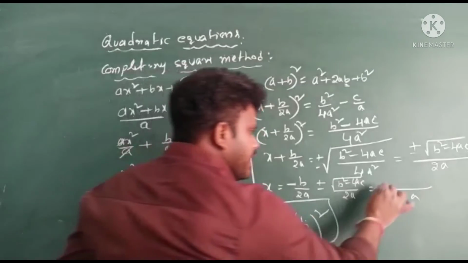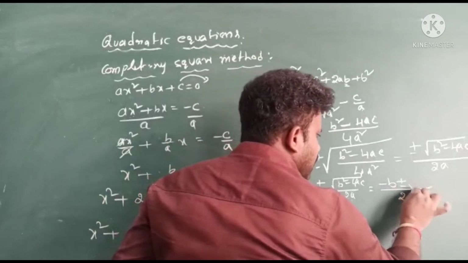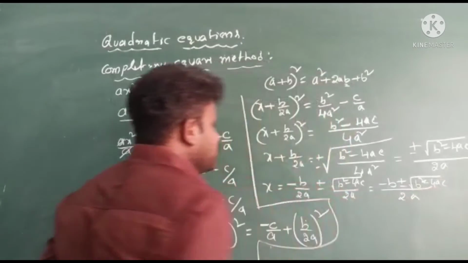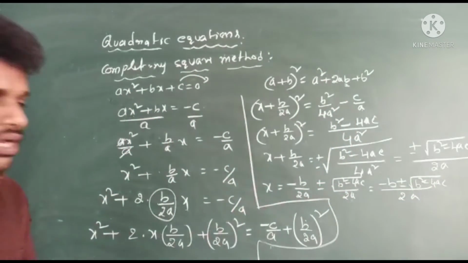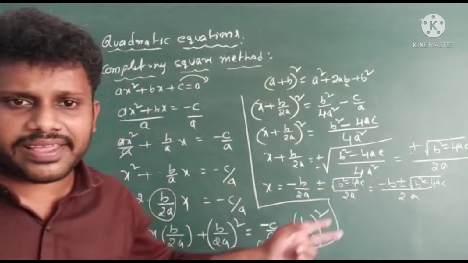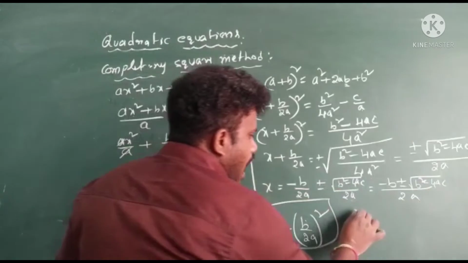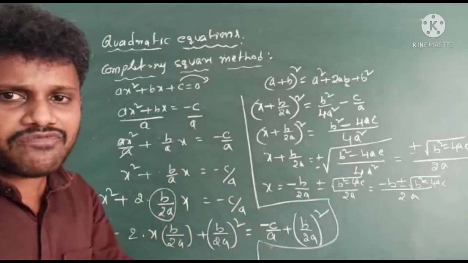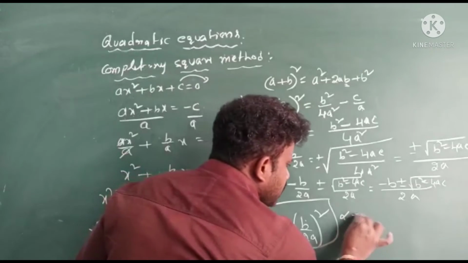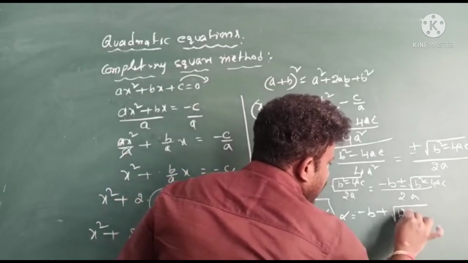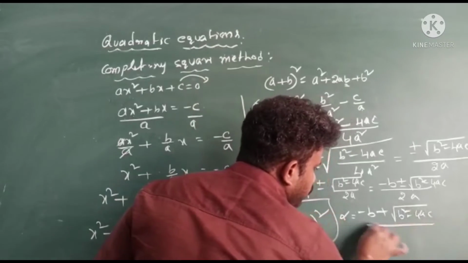Then directly the numerator can be written as minus b plus or minus root under b square minus 4ac. These are the roots of x. Here we are going to consider these two zeros. What are the two zeros? Alpha, beta. The two zeros of the quadratic equation we need to consider as alpha, beta. Here alpha is equal to minus b plus root under b square minus 4ac by 2a.